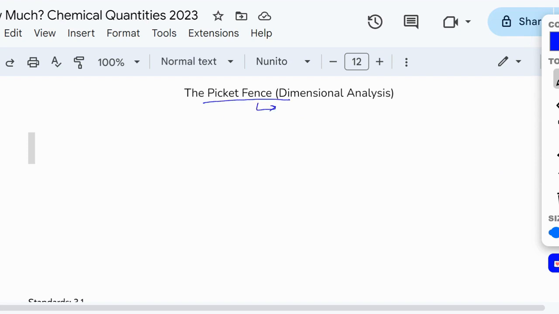Okay, the picket fence is a tool that you use to organize your thoughts and to do dimensional analysis or unit conversions. It's pretty simple. It's set up this way, and you draw lines between it. The vertical lines, when the numbers are side by side, mean you multiply. Top and bottom mean that you divide.